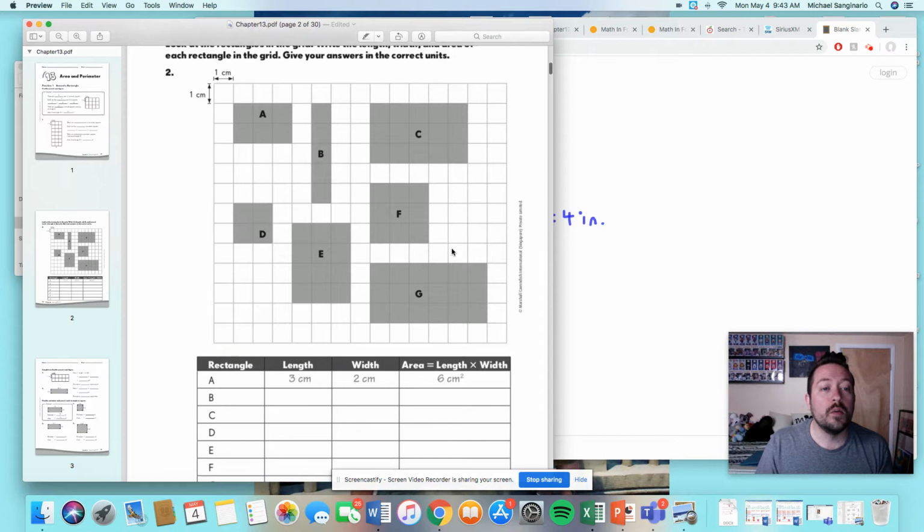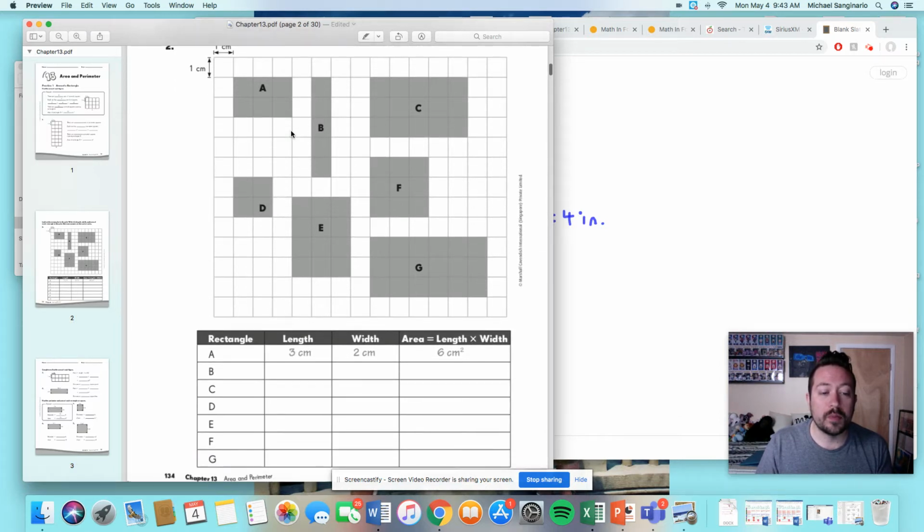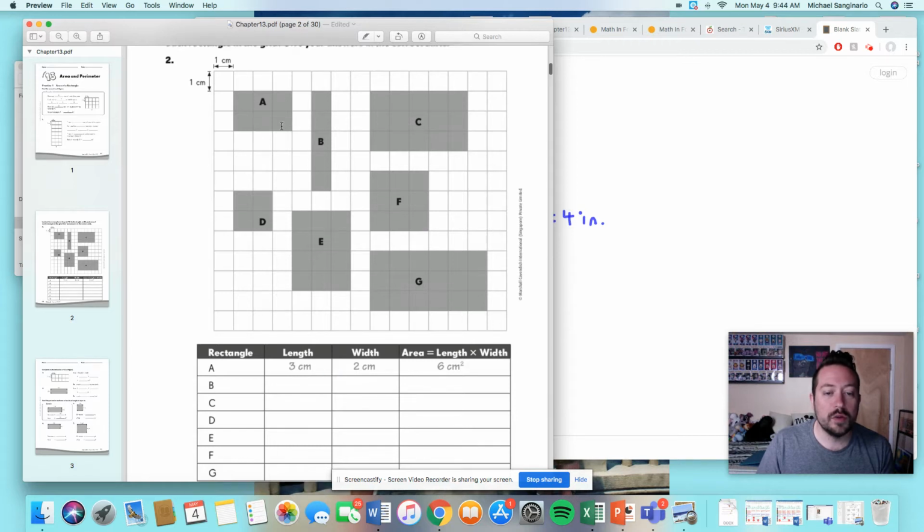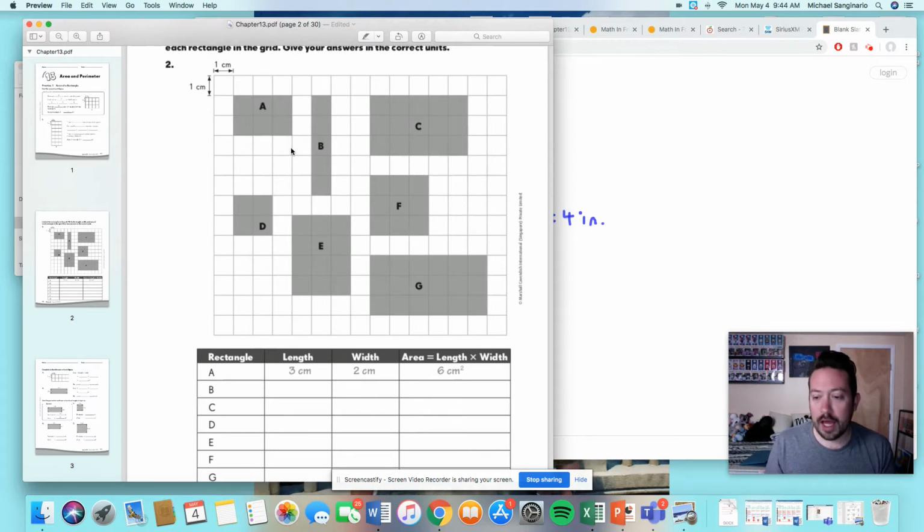So looking here, we have a few different shapes that we're going to focus on. What they want us to do is count the length, meaning how many square units across, 1, 2, 3, and the width, how many down. So look what they did for you in the first one. The length was 3, 1, 2, 3. There are 3 boxes here. The width was 2, 1, 2. And to find that, you would just multiply length times width, which gives you 6.